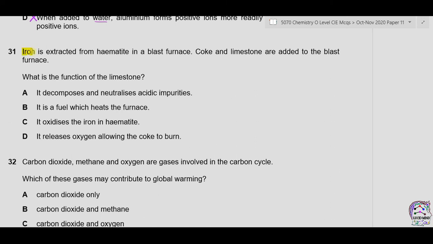Question 31. Iron is extracted from hematite in blast furnace. Coke and limestone are added to the blast furnace. What is the function of the limestone? Hematite ore is made up of iron oxide. Coke is pure carbon. Limestone is calcium carbonate.